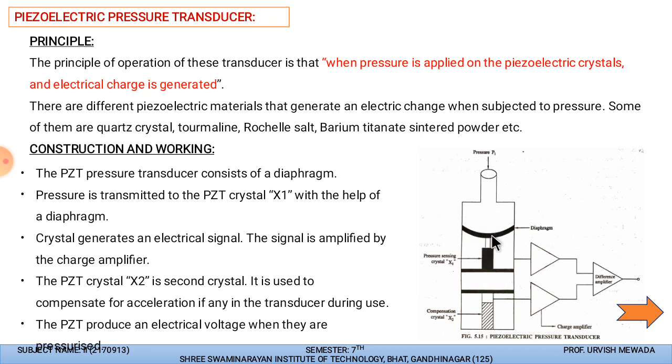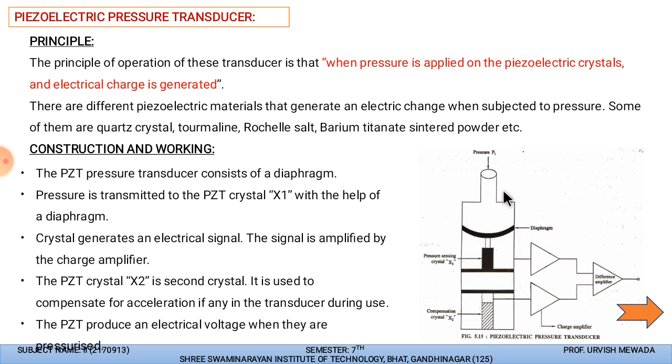Therefore the piezoelectric crystal generates an electrical signal, and the signal is very small and not capable of driving the circuit, so it is amplified by the charge amplifier. And the second crystal, X2, is used to compensate for acceleration. So if a sudden pressure is inserted, that can permanently damage this gauge.